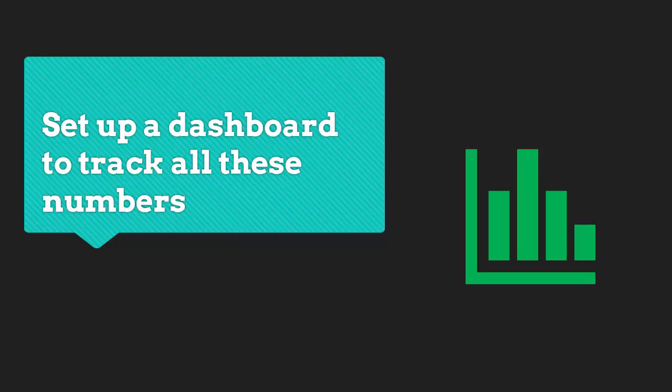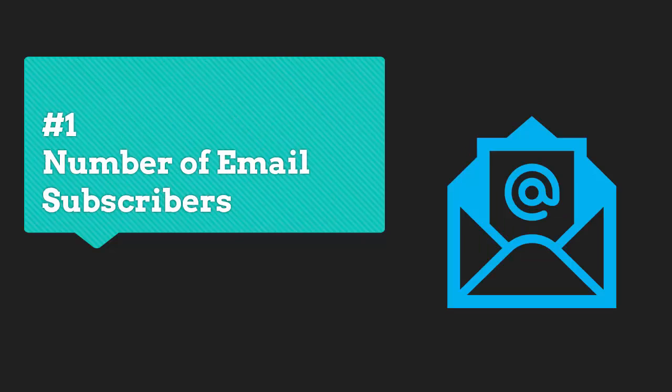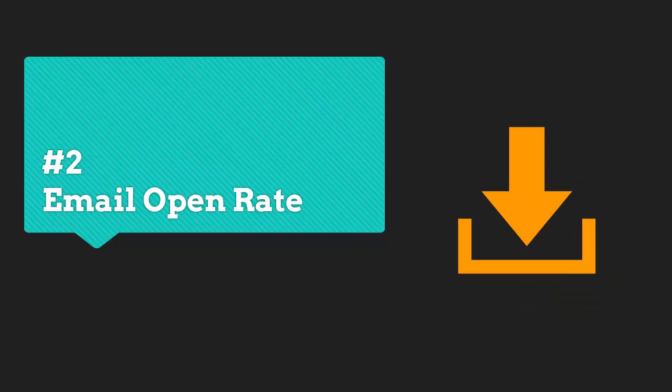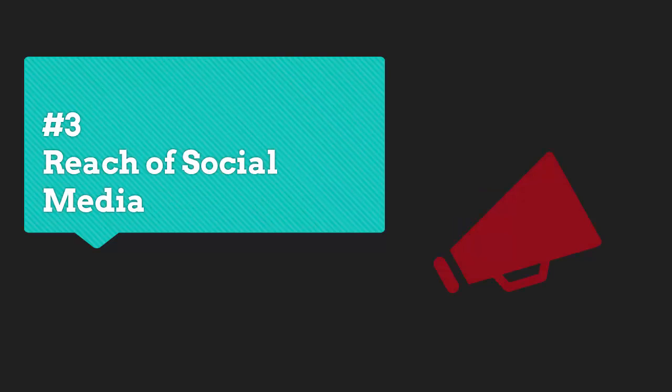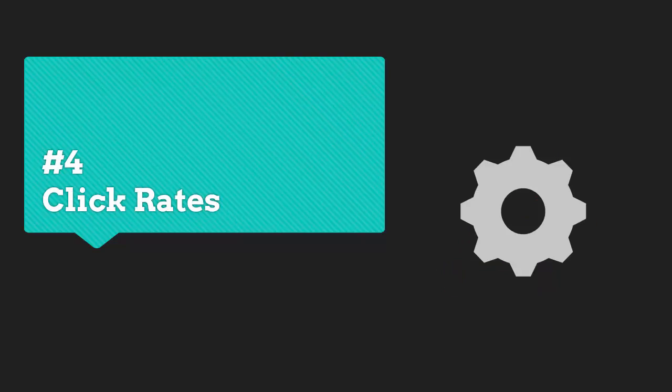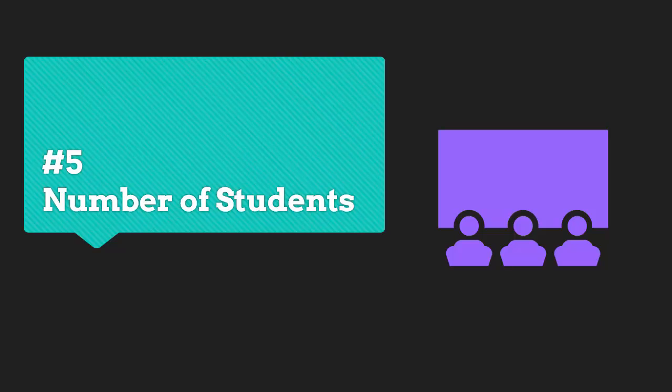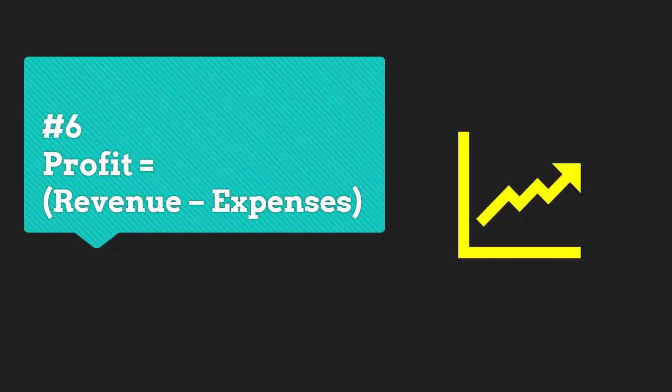So I hope you enjoyed this. Let's recap real quick the 6 different metrics that you should be looking at least every week. The first one was your number of email subscribers. The second one is your email open rate. Third is the reach of your social media accounts. Fourth is the click rate to see what's most popular and being clicked on. 5 is the number of students in your courses. And 6 is your profit, which is your revenue minus your expenses.